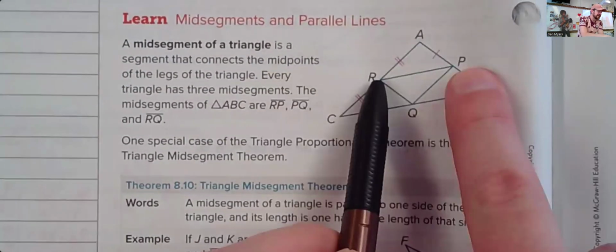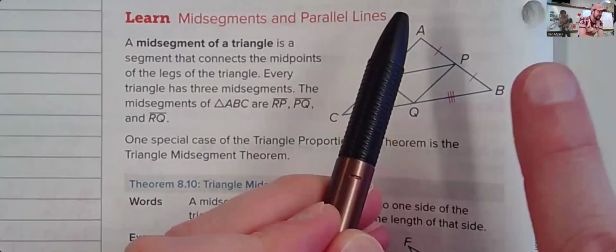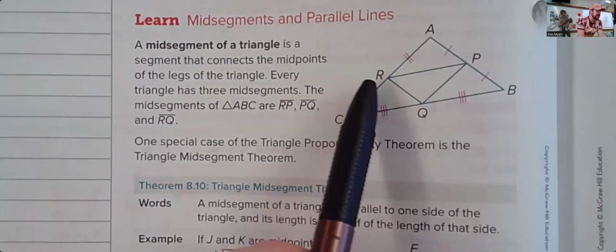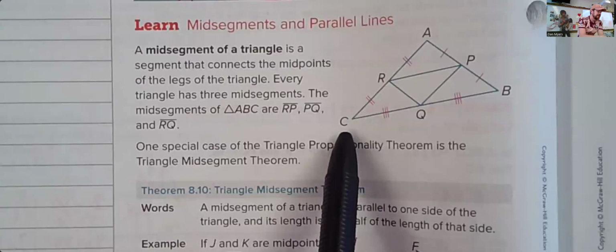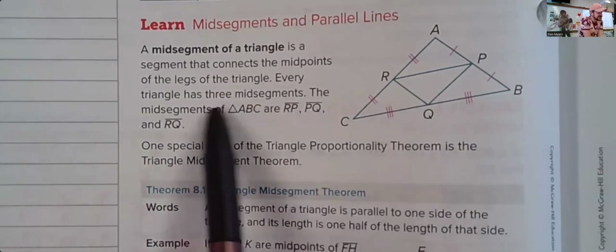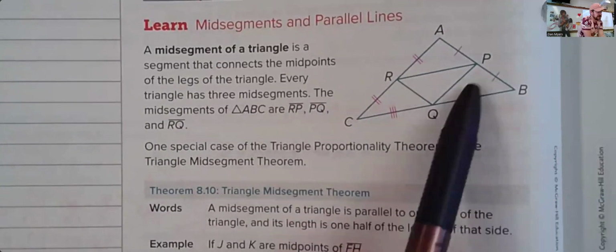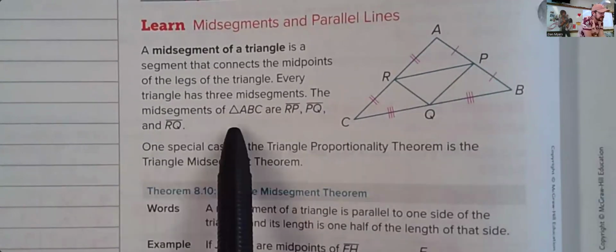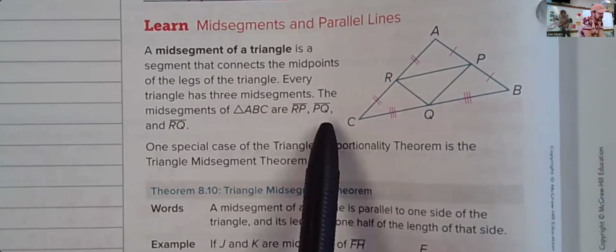RP is another mid-segment. It connects the midpoints of CA and AB. P is the midpoint of AB, and R is the midpoint of CA. Those are connected, so it's a mid-segment. QP is another mid-segment. Every triangle has 3 mid-segments. There they are, just drawn in the middle. The mid-segments of the triangle are RP, PQ, and RQ.